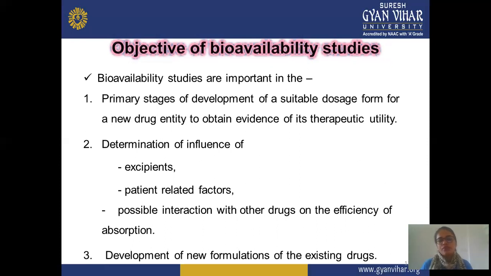The next is determination of the influence of excipients, patient-related factors, and possible interaction with other drugs on the efficacy of absorption. You check that all excipients are compatible with the drug, so that no excipient interaction takes place and you can assure good quality. Next is the patient-related factor: if a person is suffering from a certain disease, it should not show any side effect. It should produce the required therapeutic effect, with proper tablet disintegration and dissolution.